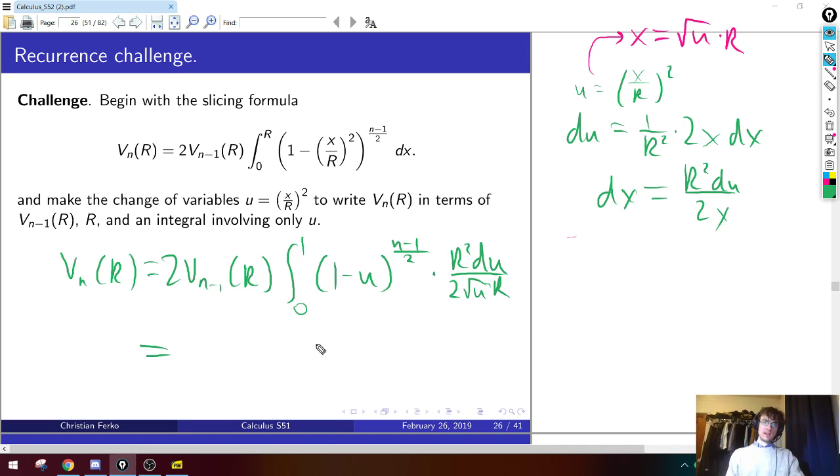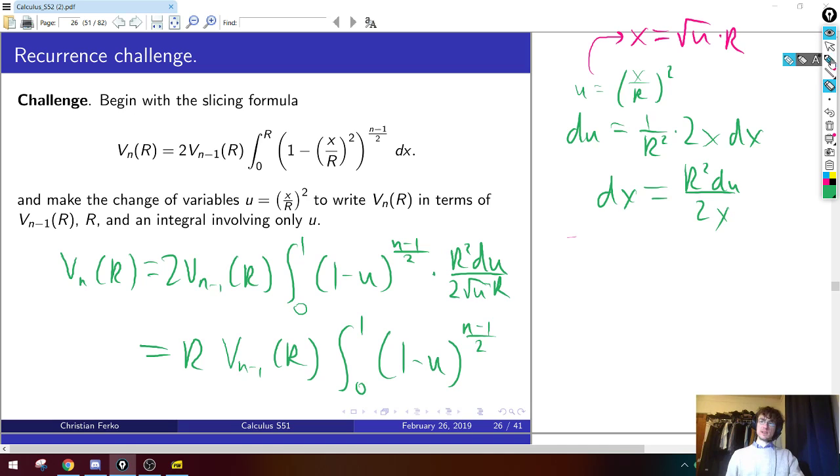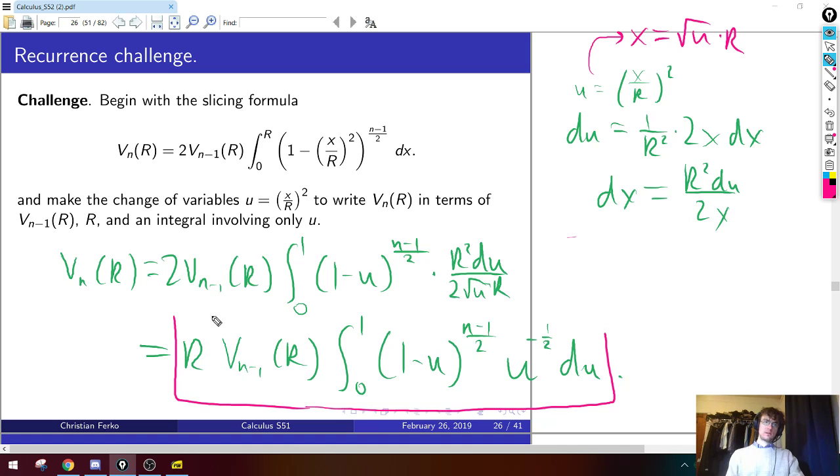And then, thankfully, this 2 kills the overall 2 outside, and I'm going to pull that r squared out. So we've got an r squared V_{n-1} of r, integral 0 to 1. Wait, sorry, this shouldn't be r squared because there's an r downstairs. This r downstairs kills 1 r upstairs. And then u to the power minus a half. Is this right? Yep, it is u to the negative 1/2.